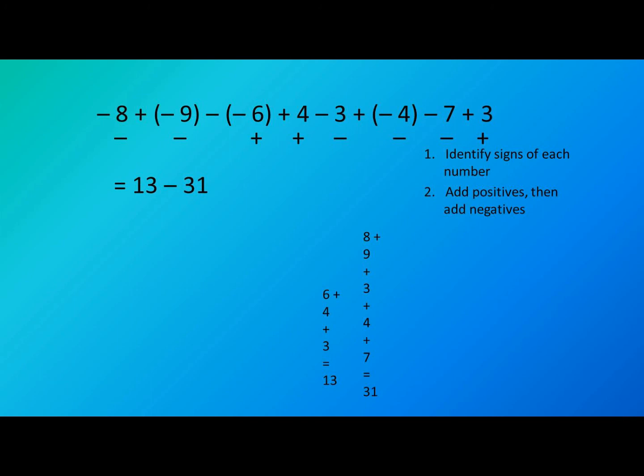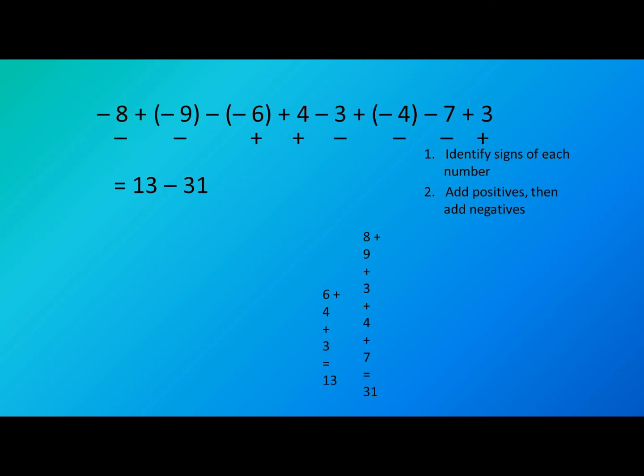Now we tackle the negatives, and there's a bunch of those. We've got the 8, the 9, the 3, the 4, and the 7. And this is not necessarily a bad time to actually just line them all up, right? 8 and 9 and 3 and 4 and 7, and add it the old-fashioned way. Whatever way works for you is fine. But once we put those together, the 8 and the 9 is a 17. The 3 makes it 20, the 4 makes it 24, and the 7, 24 plus 7 would be 31. So we end up with a minus 31.